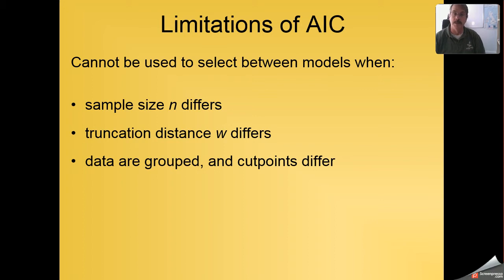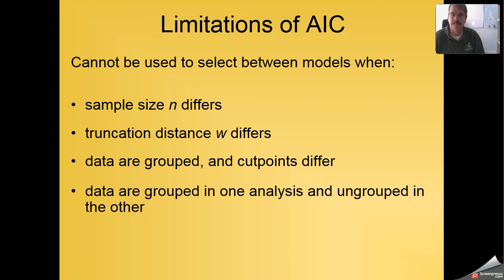Likewise, if we have grouped data and we move the cut points or the locations of the bins around, that fundamentally changes the data. And once we fundamentally change the data, we can no longer use AIC to ask where are the best places for cut points.